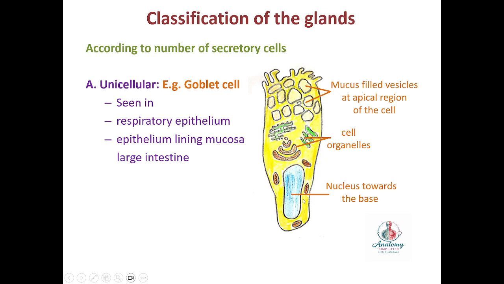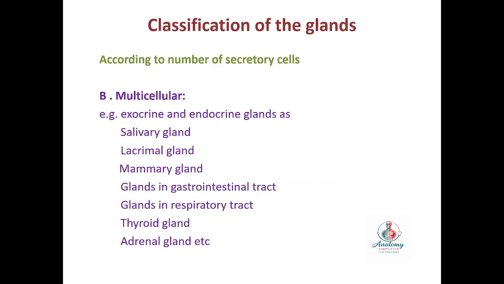The nucleus is present in the lower part, surrounded by mitochondria. In the middle part we can see other cell organelles, and at the apical part we can see many vacuoles or vesicles which are filled with mucus. So whenever this gland wants to secrete mucus, the mucus will be poured out from the apical surface. According to number of secretory units, all other glands will be multicellular.